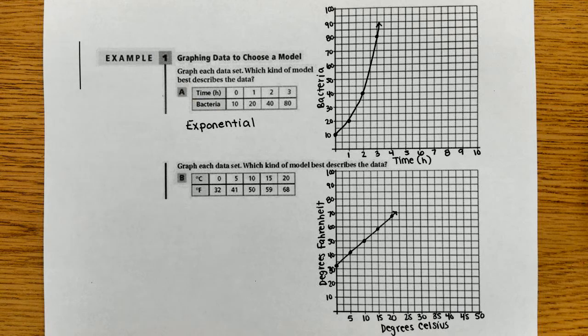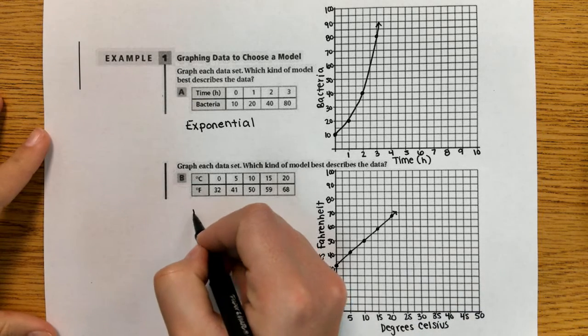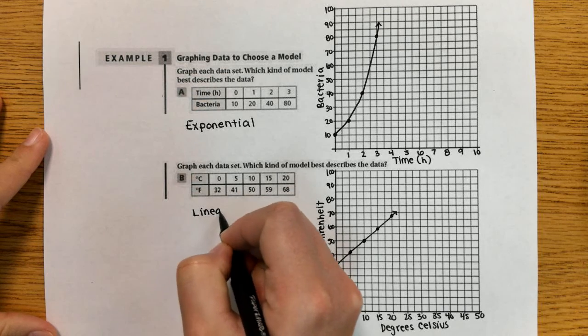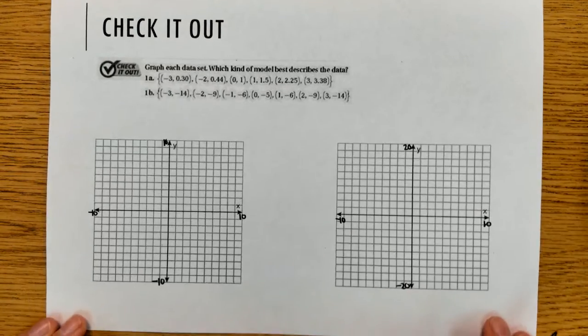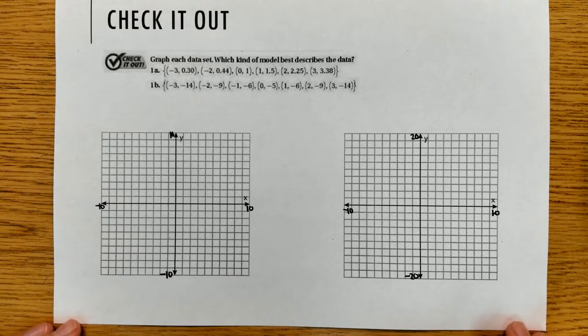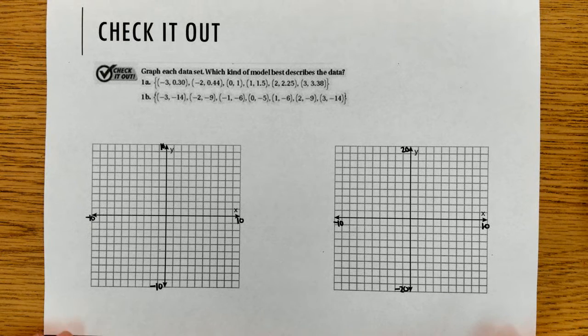Okay, so this is what my data looks like here, and that would continue. So in this type of situation, the data appears to be linear. It's forming a straight line. So now there are 2 check it out problems for you to do. You're going to graph each set of data and then describe what kind of model best describes the data. So go ahead, pause the video, and then resume when you're ready to check your answer.